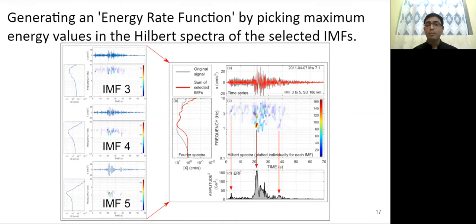We then take the linear combination of the selected IMFs, which gives the new time series and Fourier spectrum, plotted in red, over the original time series and Fourier spectrum, which is in gray. For the Hilbert spectrum, we plot the Hilbert spectrum of each IMF individually, not taking the linear combination of all these selected IMFs. Picking the maximum values along the time axis gives the plot at the bottom, which we call the energy rate function, or ERF.